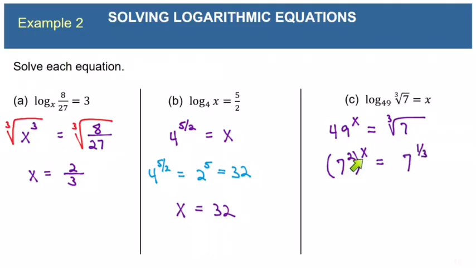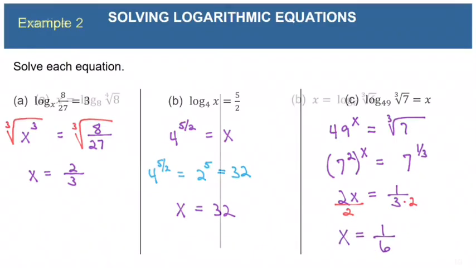Now we know that the power rule tells us that these two exponents will end up being multiplied together, so we would have 7 to the 2x equals 7 to the 1/3. That means 2x equals 1/3. And to isolate this x, all we have to do is divide both sides by 2. And I'll just put this 2 in the existing denominator. No need to create a new denominator. And that's going to give us x equals 1/6.